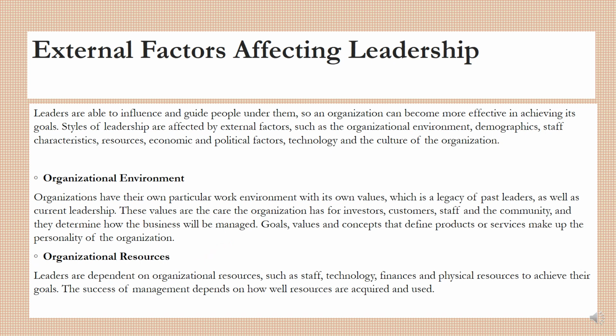Then organizational resources. Leaders are dependent on organizational resources such as staff, technology, finances, and physical resources to achieve their goals. The success of management depends on how well resources are acquired and used. So every organization works on limited resources, right? Now, how are these resources to be utilized? Money is the most scarce resource.